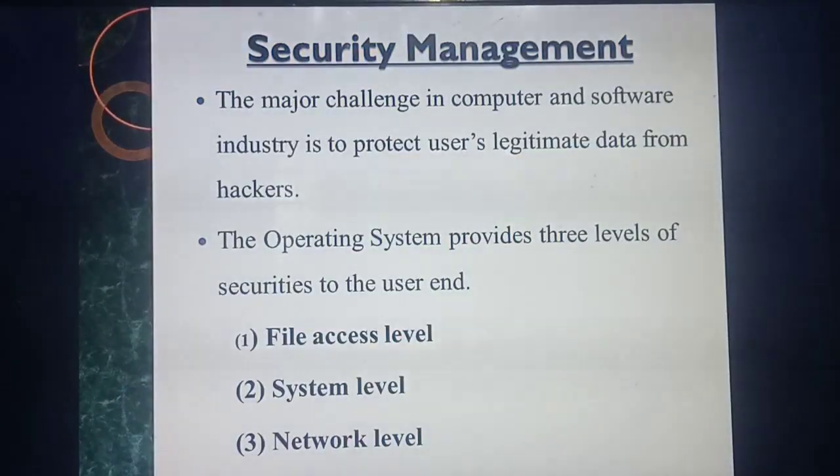Today you are going to study the next key feature called security management. You are familiar with the word security, isn't it? Security means, for example, in malls or shops or institutions, whatever place it is, you can see a security guard standing outside. What is the use of security? He will secure the particular place. In the same way, in the computer also, you are going to secure something.